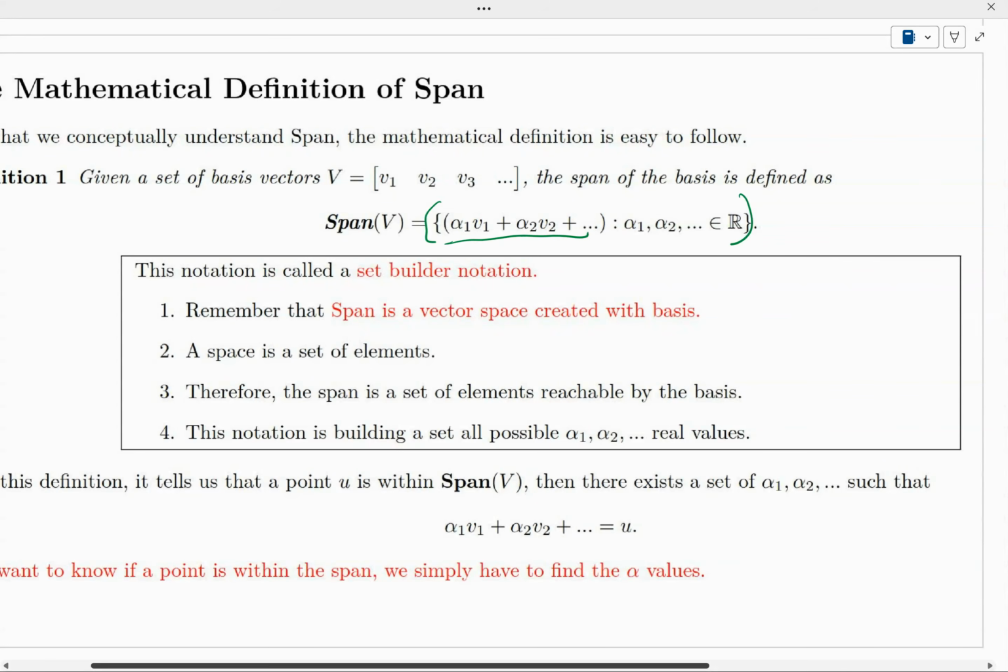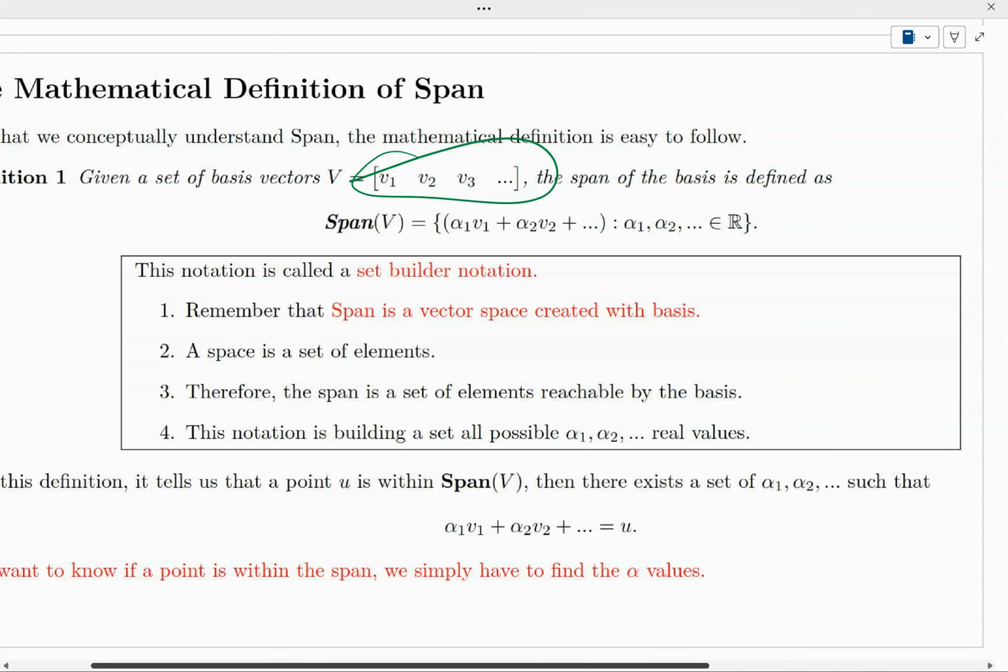So this right here is a set, and then we define what goes inside the set. The way we define the set is this is a set such that you pick alpha 1, alpha 2, alpha 3 from numbers. So you pick some kind of alpha 1, alpha 2, alpha 3, plug it in here. That's a single point. You do it again, that's another point. You do this infinite times for every single possible combination. Then you create an infinite size set. And that infinite set essentially tells you every possible point you can reach given these vectors.